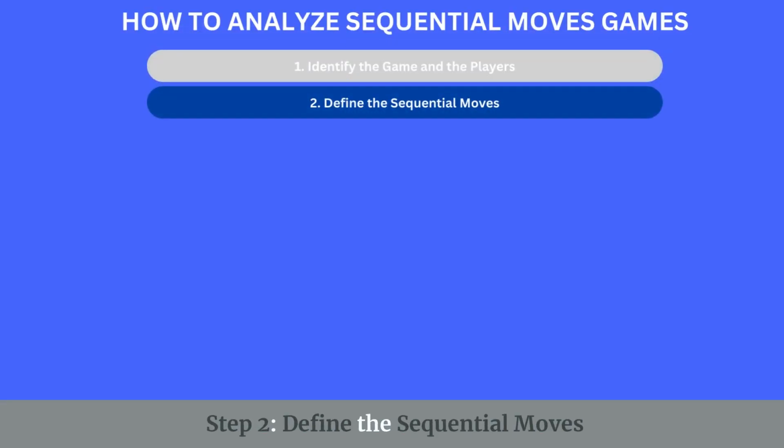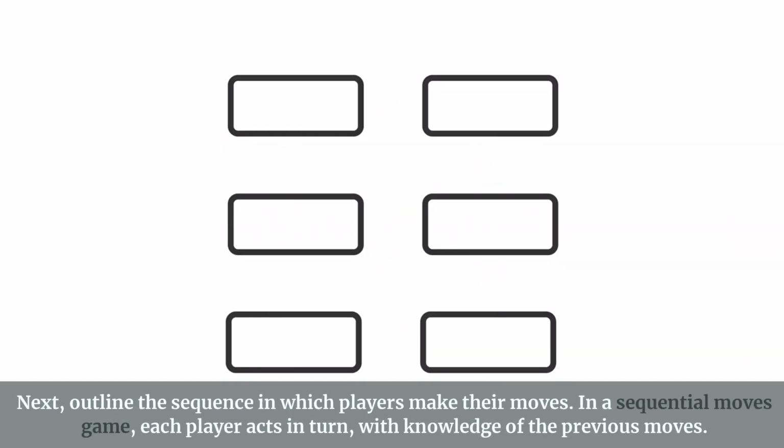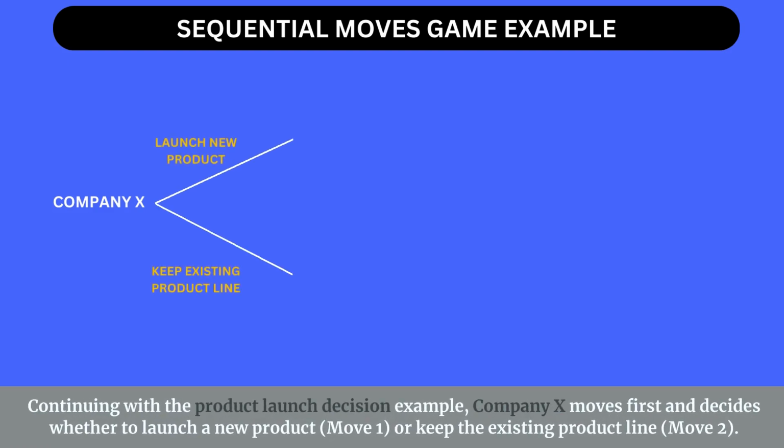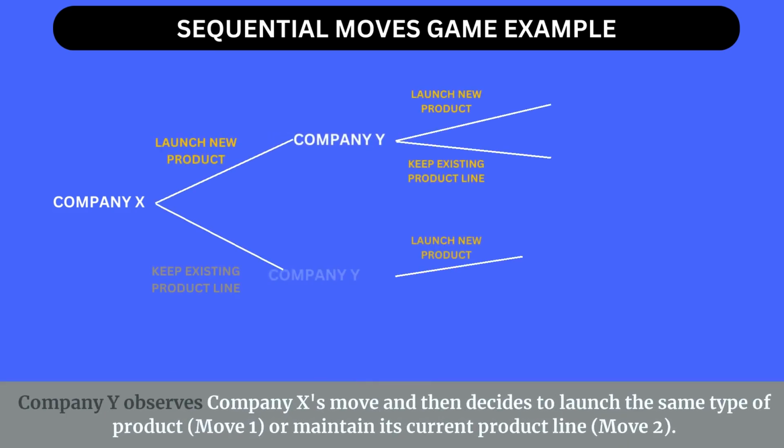Step 2. Define the sequential moves. Next, outline the sequence in which players make their moves. In a sequential moves game, each player acts in turn, with knowledge of the previous moves. Continuing with the product launch decision example, Company X moves first and decides whether to launch a new product, move 1, or keep the existing product line, move 2. Company Y observes Company X's move and then decides to launch the same type of product, move 1, or maintain its current product line, move 2.